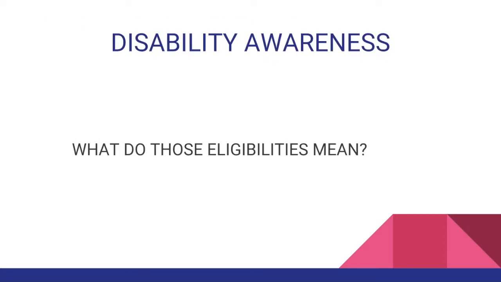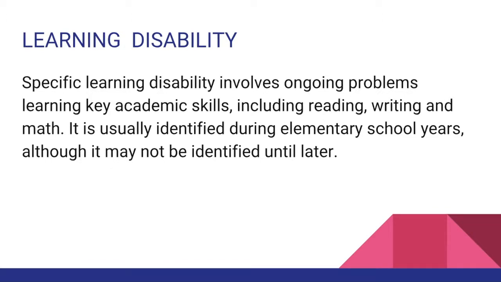Disability awareness. What do those different eligibilities mean? Learning disability involves ongoing problems learning key academic skills, including reading, writing, and math. It's usually identified during elementary school years, although it may not be identified until later.